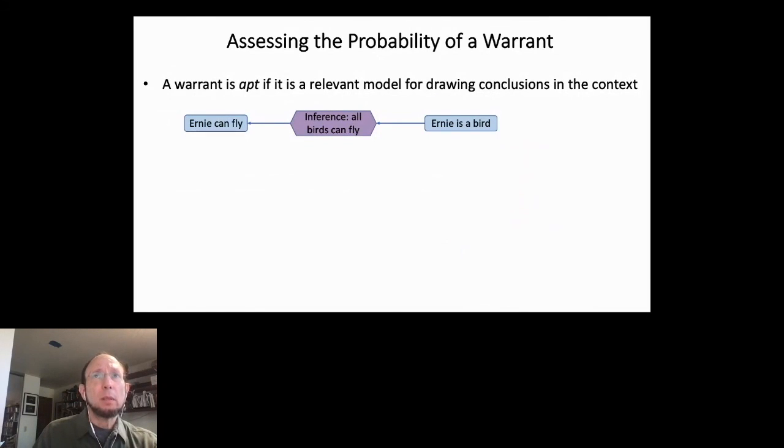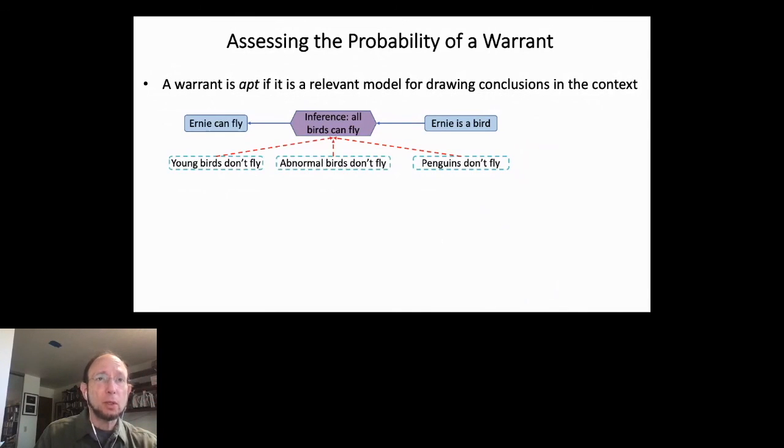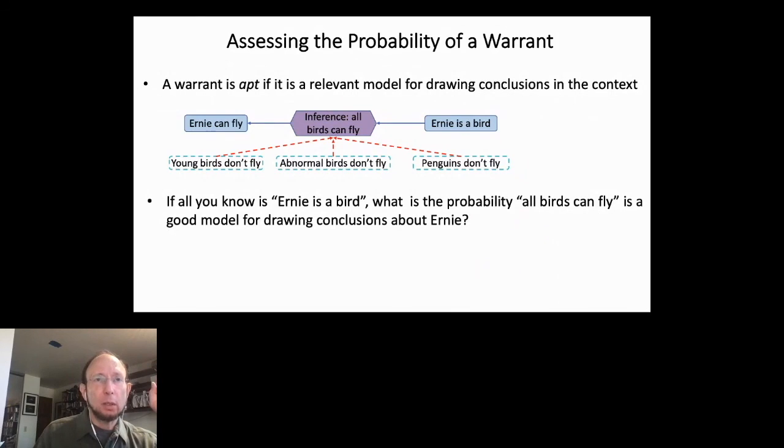A warrant is apt if it is a relevant model for drawing conclusions in the current context. We're used to this in linguistic contexts. Here's the classic example: Ernie is a bird, so Ernie can fly, because we make the inference that all birds can fly. But we know that there are exceptions to that rule. Penguins don't fly, and young birds don't fly, and abnormal birds don't fly. So can we say that Ernie can fly? If all you know is that Ernie is a bird, when I ask you to assess whether the warrant is apt, I'm asking you to assess the probability that all birds can fly is a good model for drawing conclusions about Ernie. Let's say you haven't explicitly represented the notion that penguins don't fly, young birds don't fly, and abnormal birds don't fly. Now, I'm asking you to make that call.